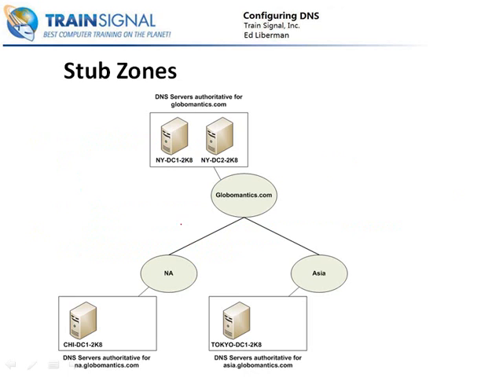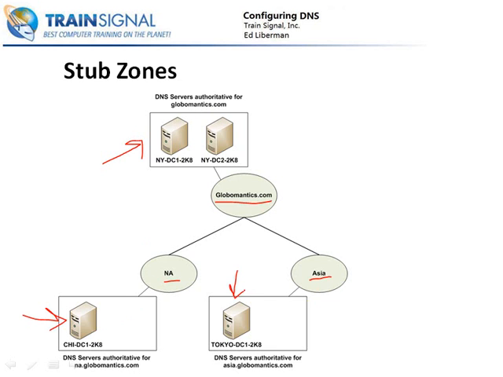Let's see if I can help demonstrate this for you with a little drawing. Right now, here we have our globalmantics.com domain, and you'll see that we have a couple of DNS servers here, New York DC1, New York DC2, and they are authoritative for the globalmantics.com domain. Down here, we have North America, and we just have Chicago DC1, 2K8, authoritative for that domain, and we have Asia, in which we have Tokyo.dc1, which is authoritative.